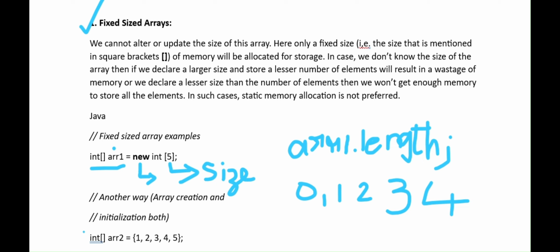Here you can see we created an array and we initialized it with values. At index 0 we have 1. At index 1 we have 2. At index 2 we have 3. At index 3 we have 4. At index 4 we have 5. These are all indexes, and these are all values.